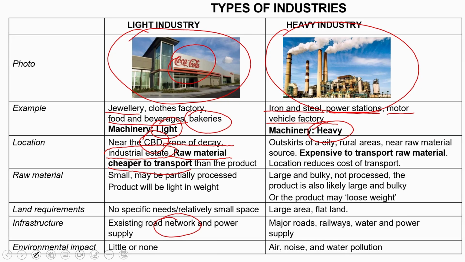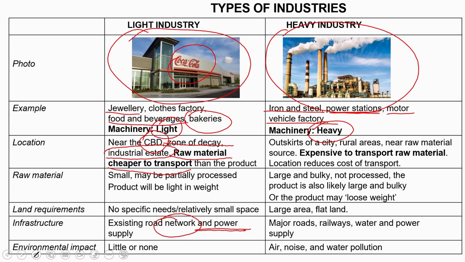So you need, for example, existing infrastructure, that is road networks. So you just drive into the zone of decay, you load, or you drop off the raw material that you have. You don't need special adaptations to the infrastructure. You use existing infrastructure and use existing power supply.